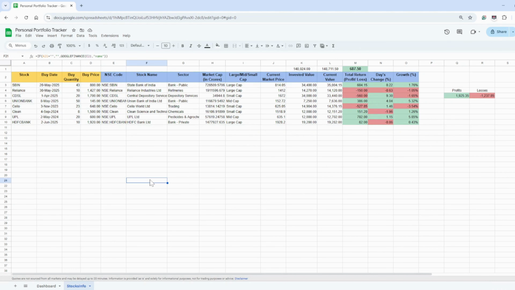And if you want to add any stocks, you just have to add till this row. Okay, you just have to add the stock, buy date, buy quantity, and the buy price.